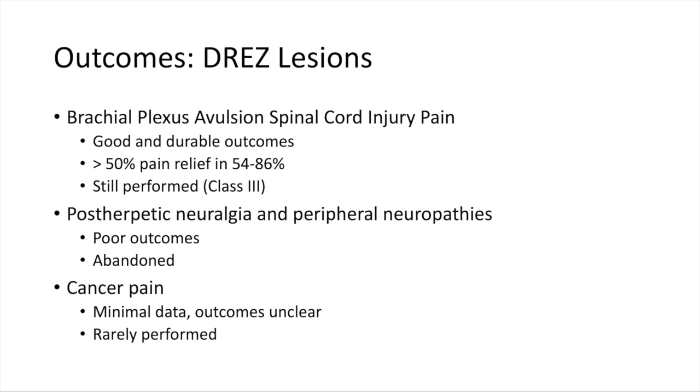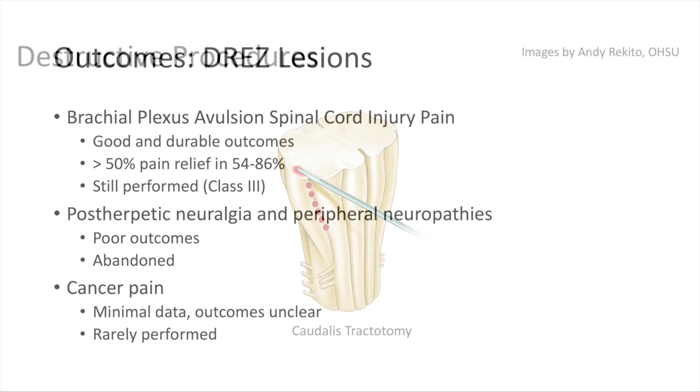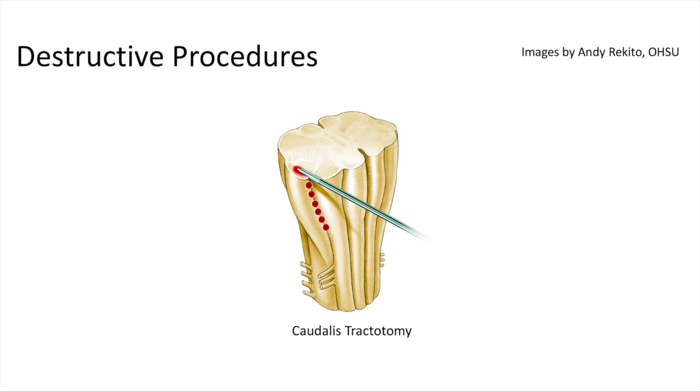DREZ lesions for brachial plexus avulsion pain are still performed with good success. DREZ lesions for postherpetic neuralgia and peripheral neuropathic pains have been abandoned. DREZ lesions for cancer pain are rarely performed. Lesions of the descending trigeminal tract and nucleus caudalis can be made by exposure of the brainstem and introducing an RF electrode to the depth of the tract and nucleus. This procedure can be used to treat neuropathic pain of the face or facial pain caused by malignancy.